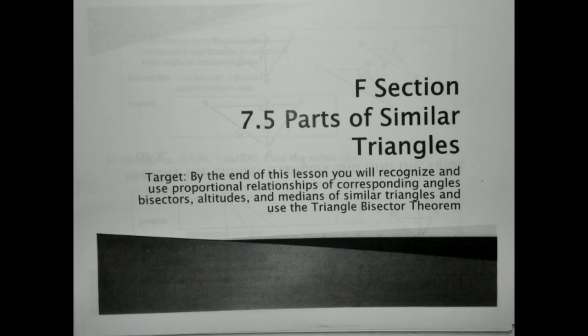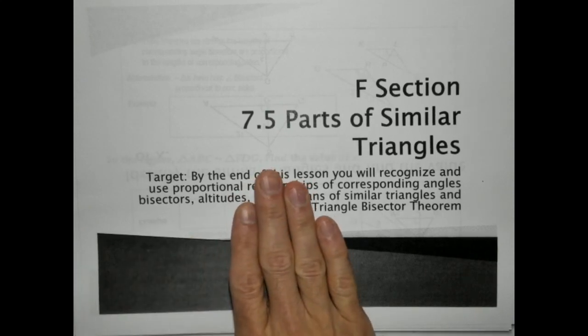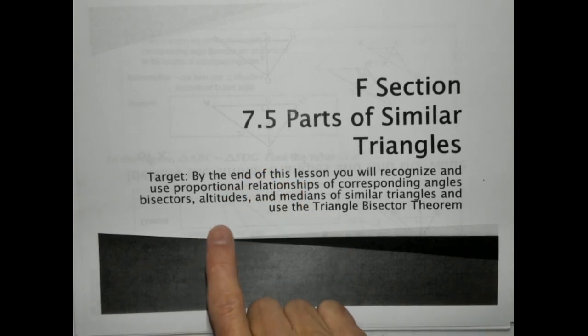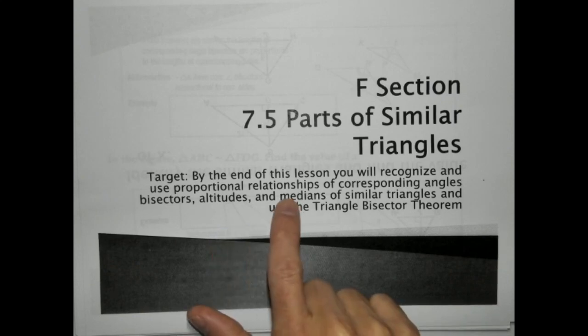Hey everybody, today we're going to be going over the very last section of Unit 7, and this is regarding parts of similar triangles. This note document is going to be found in the Google Classroom, so if you want to print that out and follow along, that's great. And here's the target we're shooting for.